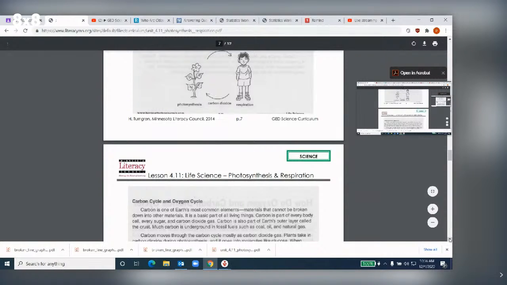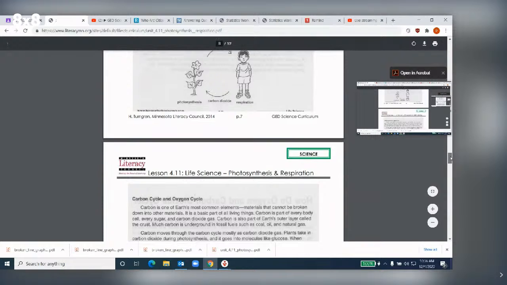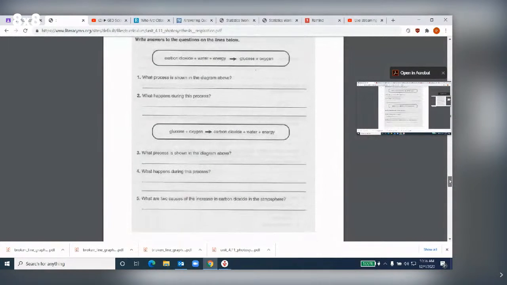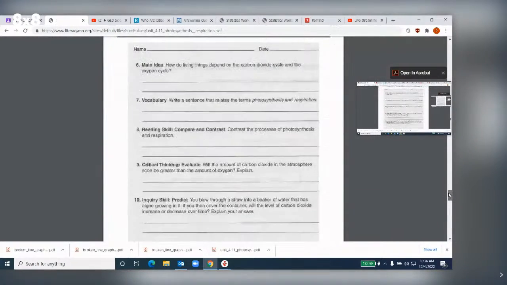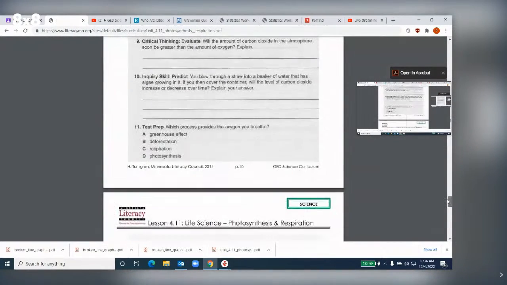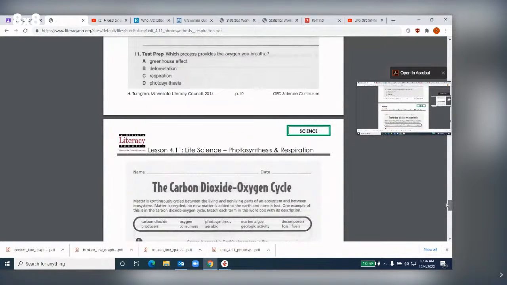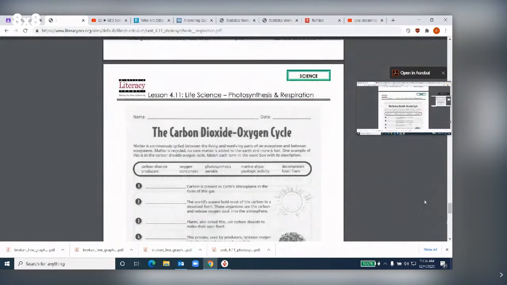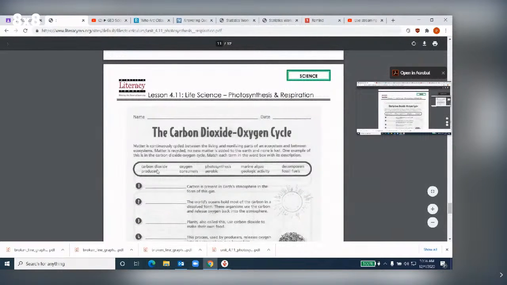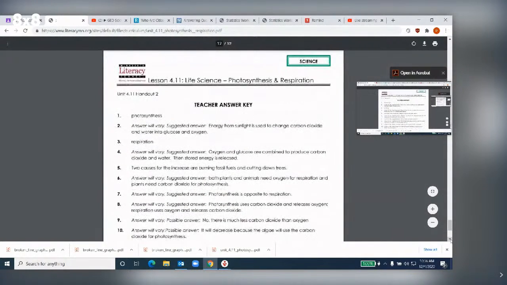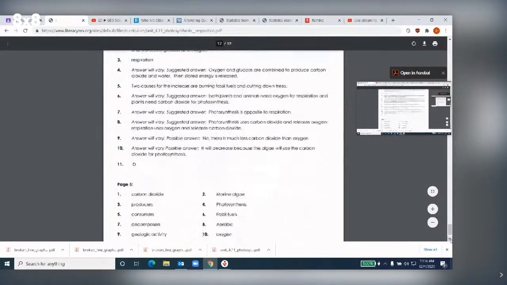Okay, so now we have some questions here. There's 11 or 12 of them. And then there's another one right here. This is a carbon dioxide oxygen cycle, so you can just fill in these words in the blank right there. And if you're unsure, the answers are all right here. The first one is right here, and the second page is right there.